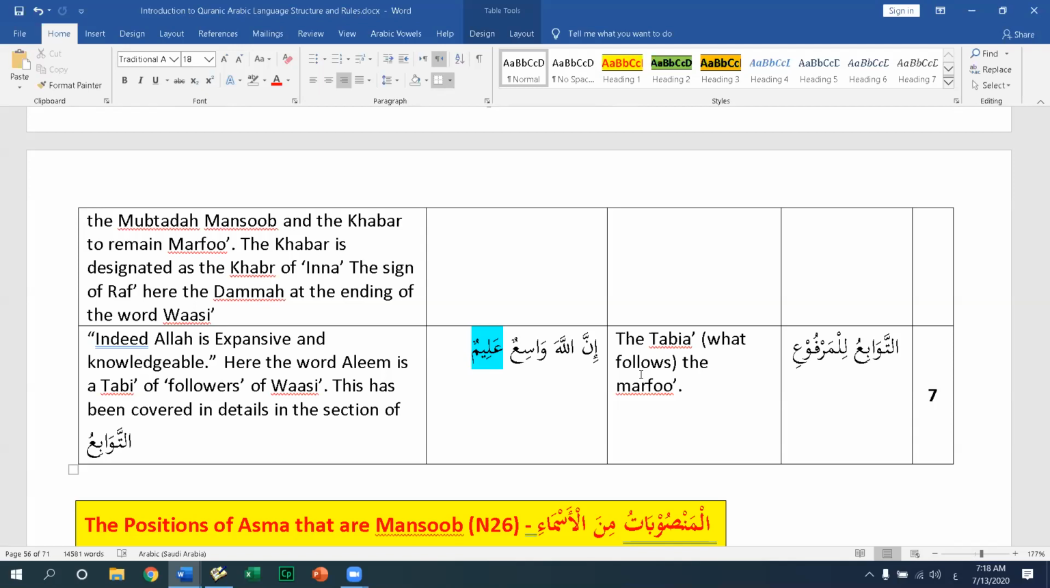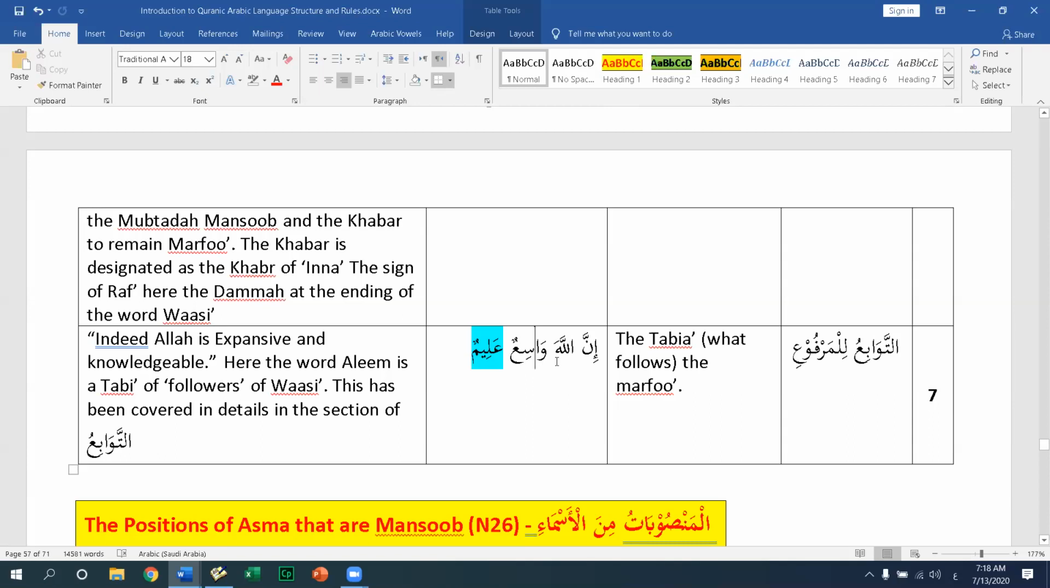We had it as the third, but that's for example wasi'a. Alimun here is badal. So we say inna Allah wasi'un alim. I use the same example as above. The way we analyze this is we say inna for emphasis ناسخة تدخل على الجملة الاسمية للتوكيد. So inna is placed in front of the nominal sentence to emphasize the sentence.